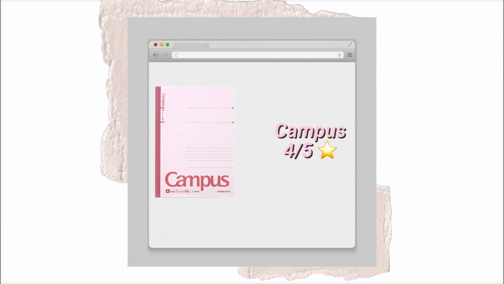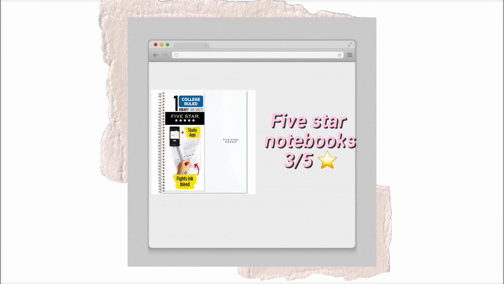It comes in more colorful options. However, I did experience a bit of smudging. The notebook quality can easily deteriorate compared to Muji if you don't take care of it. So I give it 4 out of 5 stars. Lastly, 5-star notebooks are great for a budget. However, they do easily bleed and rip. I really don't like their spiral notebooks. I've always felt like they've fallen apart easily for me, but that's just personal. So I'll give that 3 out of 5 stars.